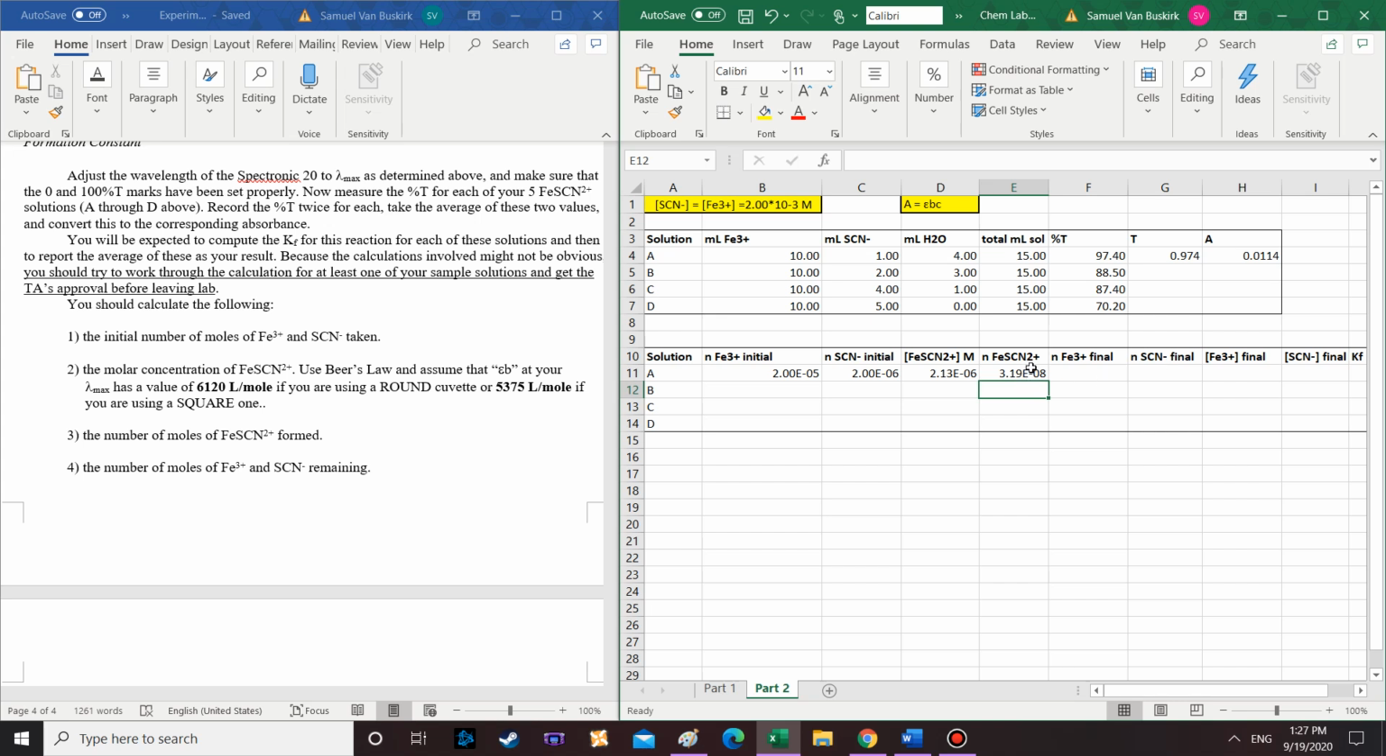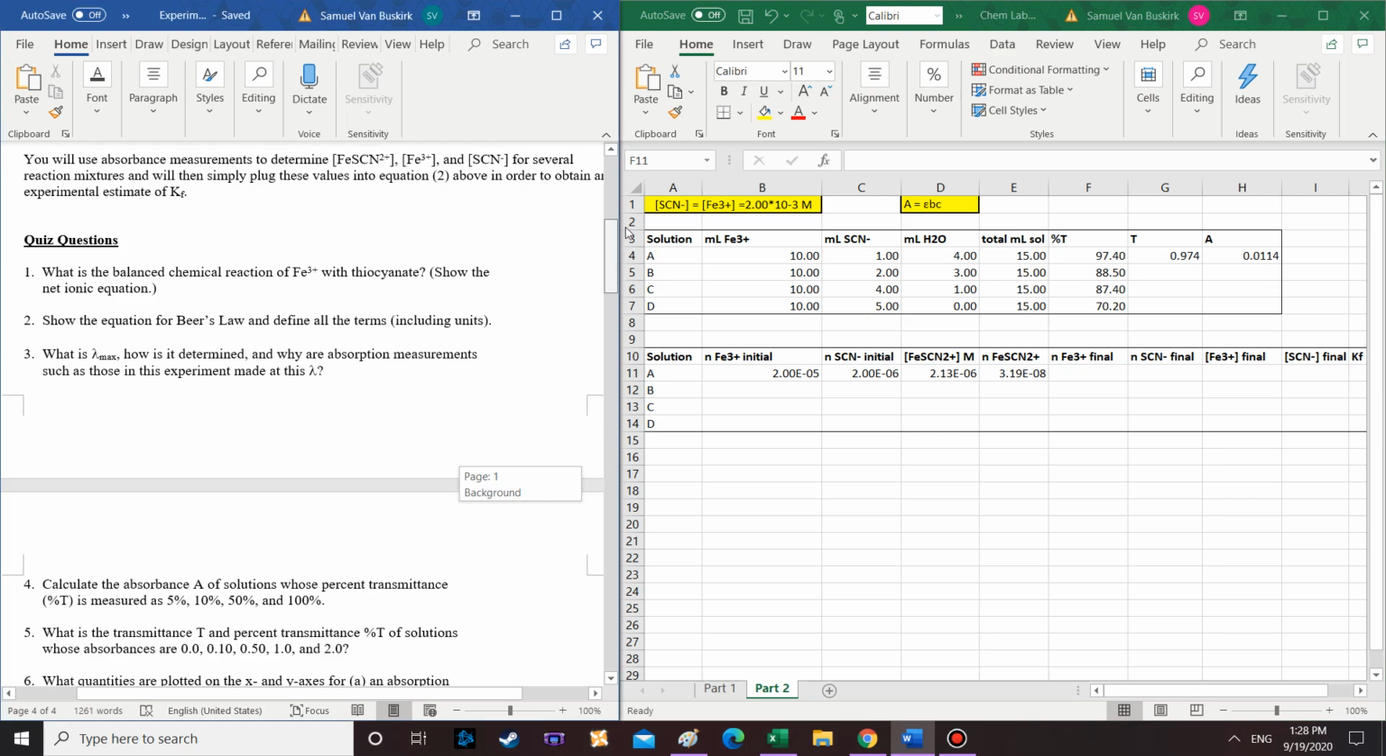And there's our number of moles. So that's our number of moles of product that we form. So now it wants us to find the moles of reactants, our moles of iron and our moles of thiocyanate. So this calculation is a little tricky. You need to think about what is actually happening in this reaction.